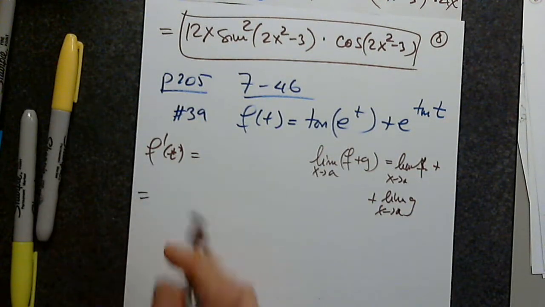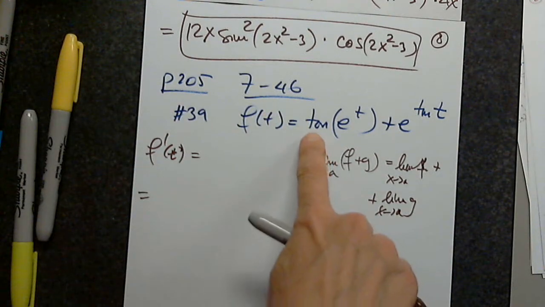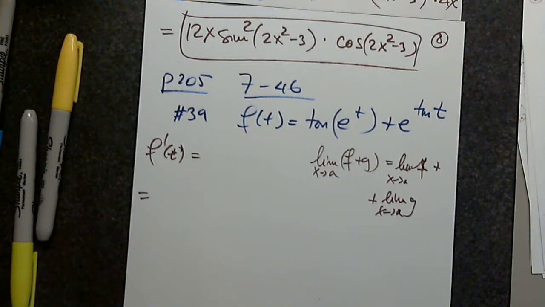So please tell me what to write. First, I have to differentiate the outer. So one more time, when I decompose a function, first I look at the inner and then the outer. But when I differentiate, I differentiate the outer first and then the inner.